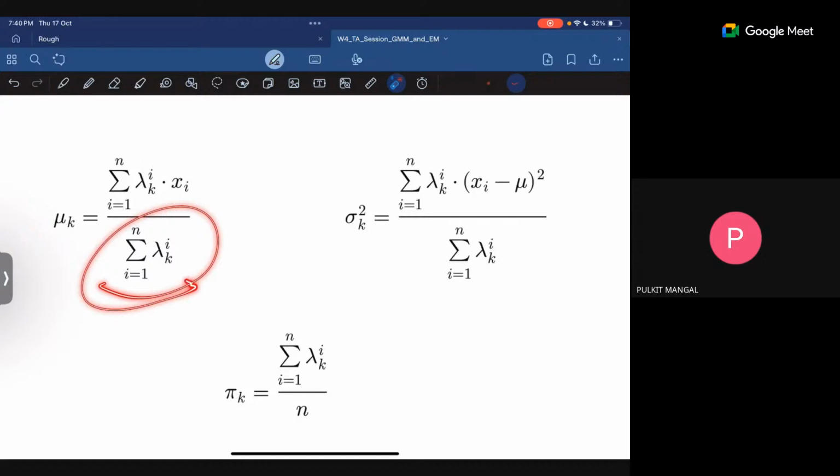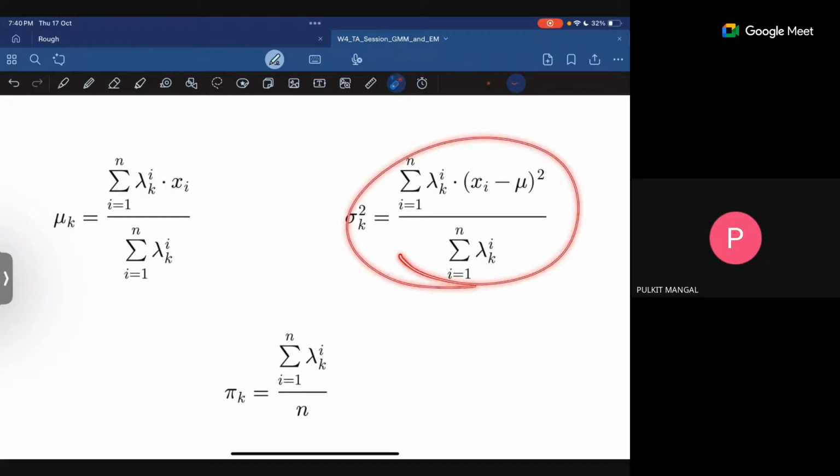Okay, and you will do this for all the n data points, sum them up. Okay, and that would be your denominator. In the numerator, you will also multiply it with the data point. Okay, so that's how it is a weighted average, because you are weighting your data point with this probability. Okay, and it is kind of a weighted variance, because again you are weighting them.